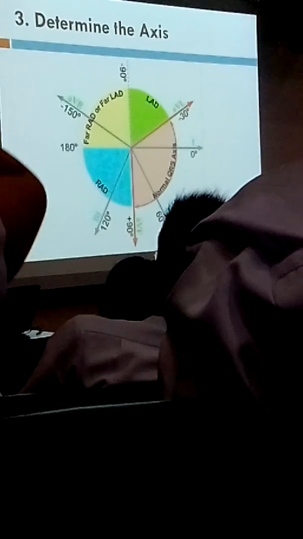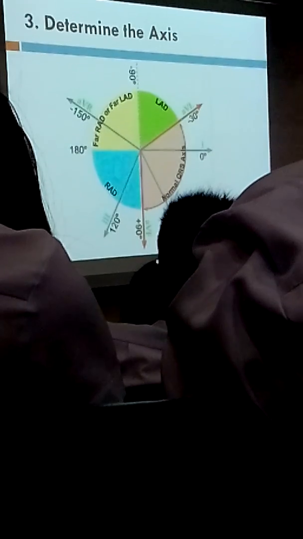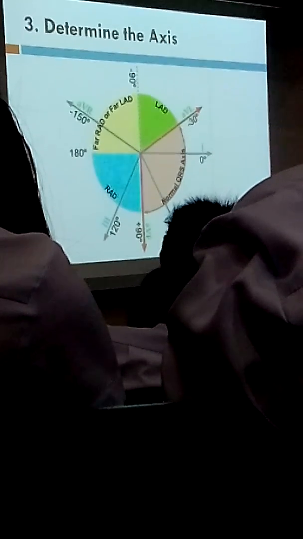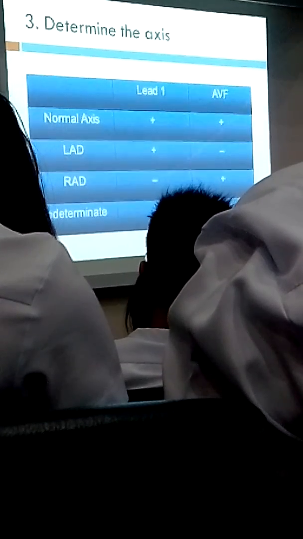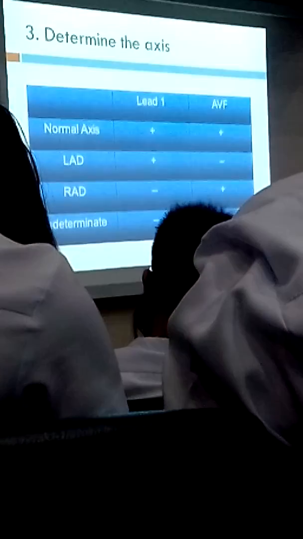Next is you determine the axis. So the normal axis of the heart is from negative 30 to positive 90, up to positive 110. So you have to remember that. So how will you determine the axis? Usually you look at two leads, lead 1 and lead aVF.